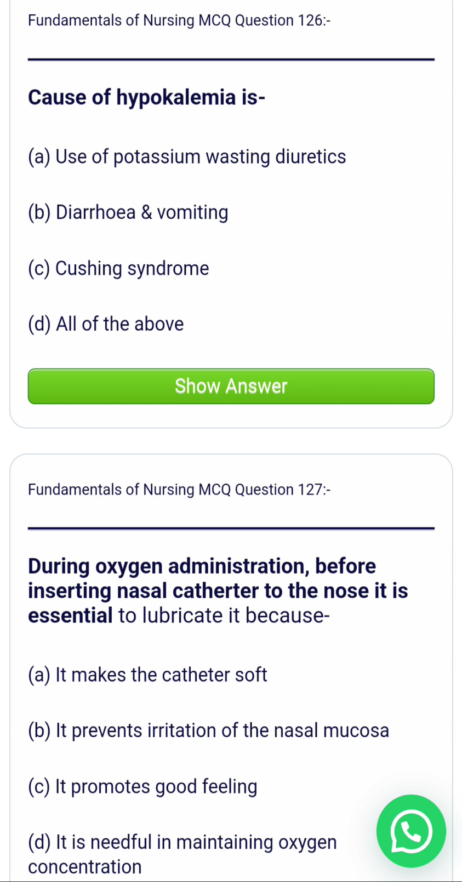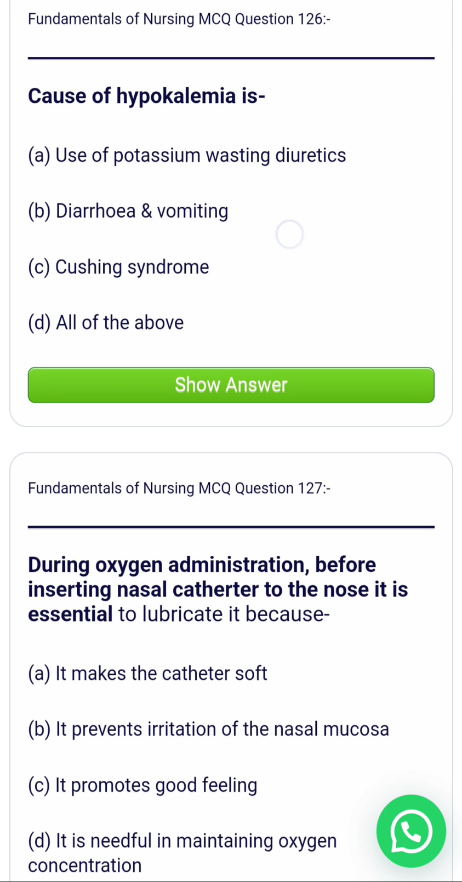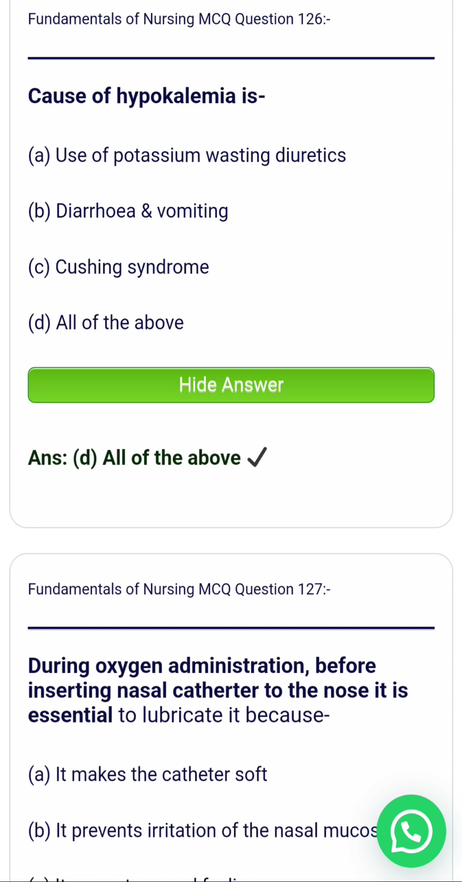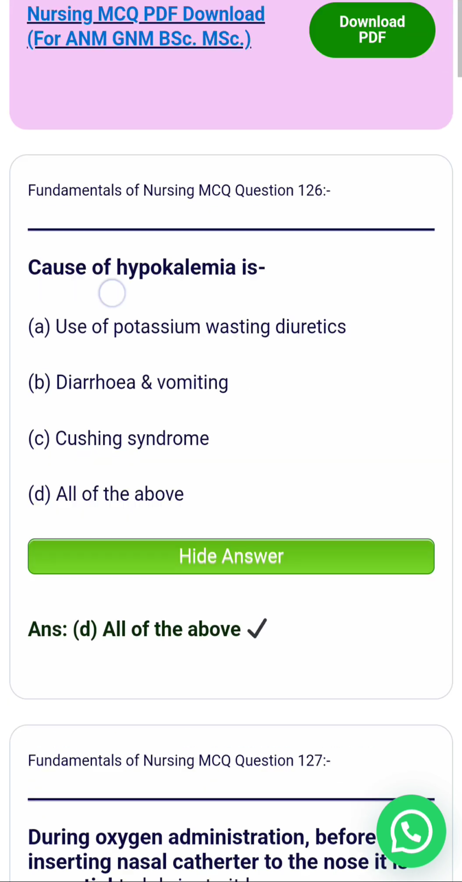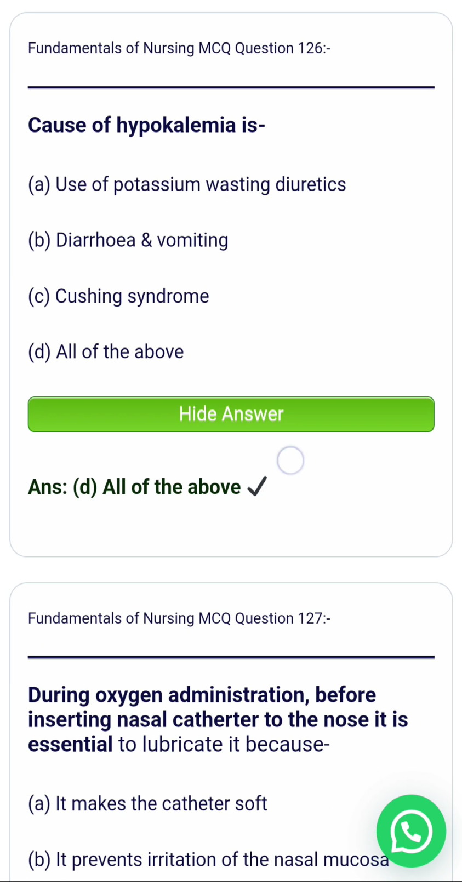Let's begin. That is question number 126, fundamentals of nursing. Causes of hypokalemia are: there are four options. A, use of potassium wasting diuretics; B, diarrhea and vomiting; C, Cushing syndrome; D, all of the above. The correct answer is option D. Use of potassium wasting diuretics, diarrhea and vomiting, and Cushing syndrome are all causes of hypokalemia.